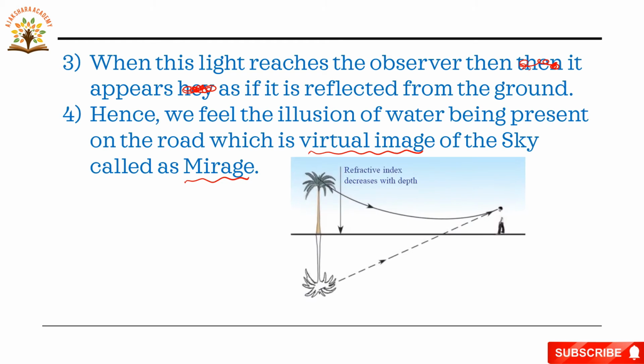Let us see this diagram. The refractive index decreases towards the ground. Now we are taking the tall objects. Here it appears that water is present. If we want to collect that water, there is no water. So hence we feel the illusion of water being present on the road, which is a virtual image of the sky, called the mirage. Mirage is a simple optical illusion. Okay, next we'll go to the next.